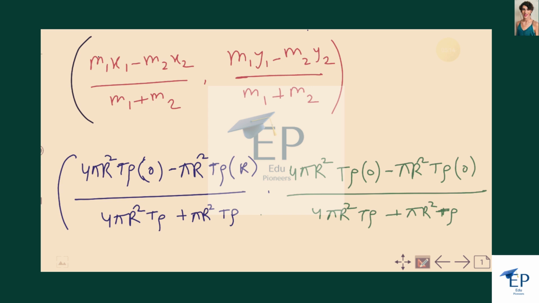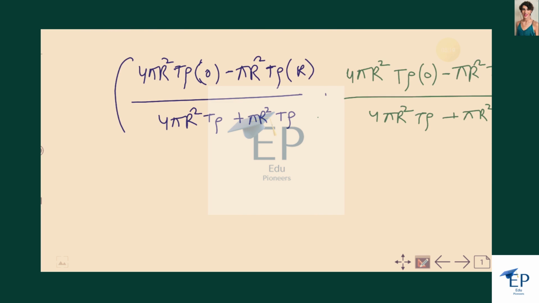Now simplify it, then I will get the coordinates of the center of mass of the residual disk. After solving, the x coordinate will be minus r over 3, and the y coordinate after solving will be 0.